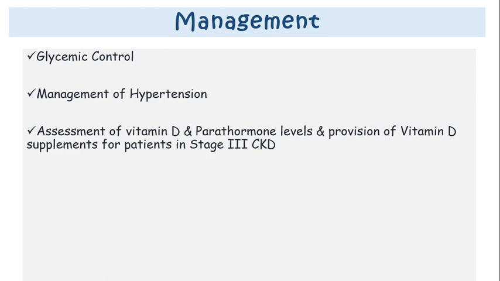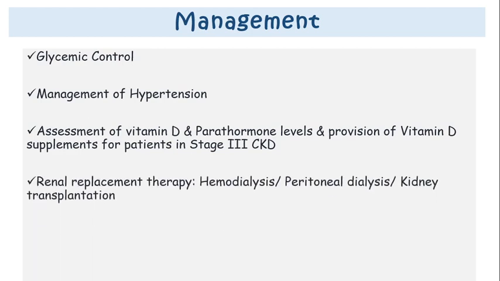So this vitamin D is important to maintain blood calcium level. Therefore, in patients with kidney damage, in stage 3 kidney disease onwards, you have to give vitamin D and calcium supplements to the patients. Then, depending on the stage of kidney damage, if it's progressing further into a severe stage, you will have to go for dialysis. So it could be hemodialysis or peritoneal dialysis. And if it's unresponsive, the treatment option would be to go for a kidney transplant.